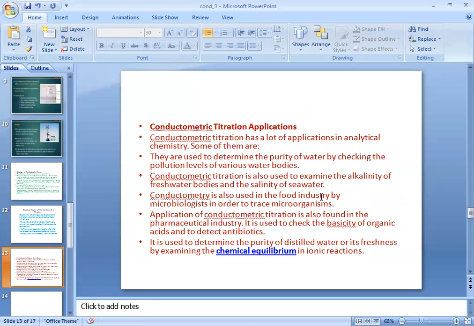Conductometry is used in the food industry by microbiologists to trace microorganisms. Application of conductometry titration is also found in the pharmaceutical industry. It is used to check the basicity of organic acids and to detect antibiotics. It is used to determine the purity of distilled water or the freshness by examining the chemical equilibrium in ionic reactions.